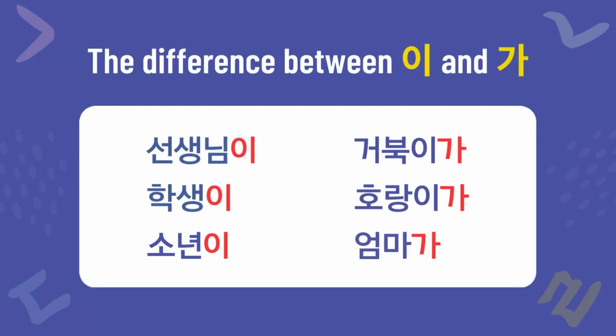But what's the difference between 이 and 가? 이 is used after a noun that ends with the final consonant, which is called 받침. For examples, 선생님이, 학생이, 소년이. On the contrary, 가 is used after a noun that ends in a vowel. For examples, 거북이가, 호랑이가, 엄마가.